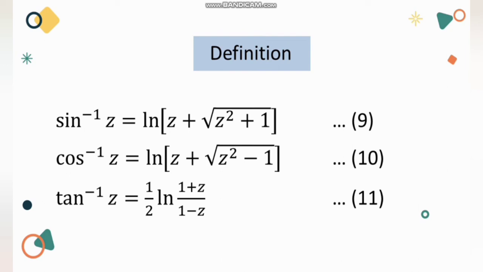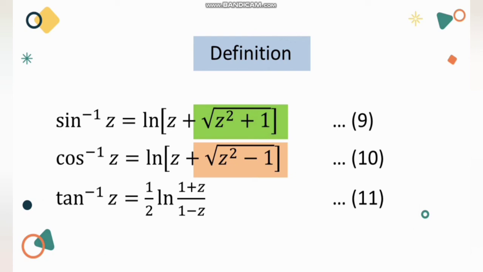And then the last is the definition for the inverse tangent, that is tanh inverse z equals a half ln of (1 plus z) over (1 minus z). And from the definition, we have a branch function with two values, that is the square root of z squared plus 1 and z squared minus 1 respectively, from the definitions of the functions sinh inverse z and cosh inverse z.